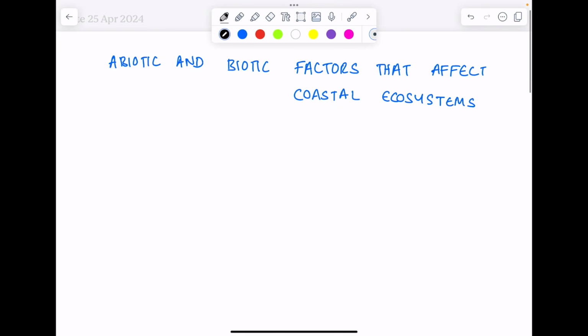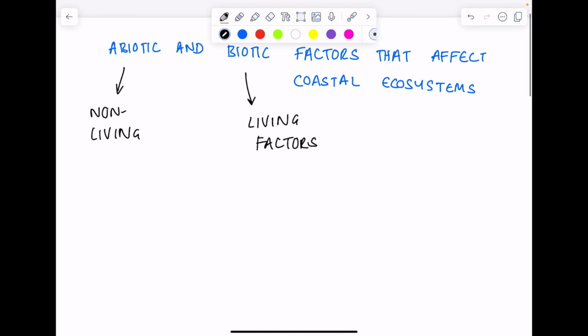Now we're considering abiotic and biotic factors that affect coastal ecosystems. Biotic, remember the word biology, they're tightly linked. So that means living factors, which affect coastal ecosystems. Whereas abiotic factors are non-living factors. And we'll talk about examples now.